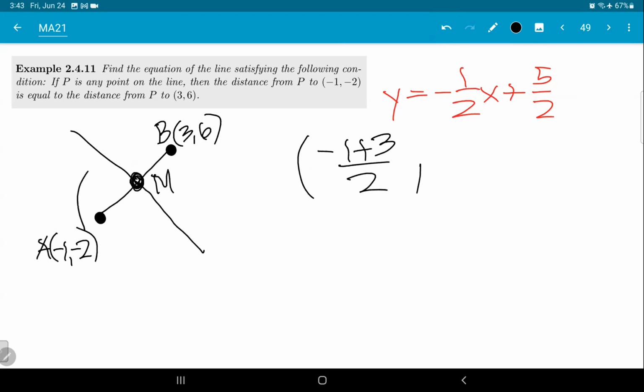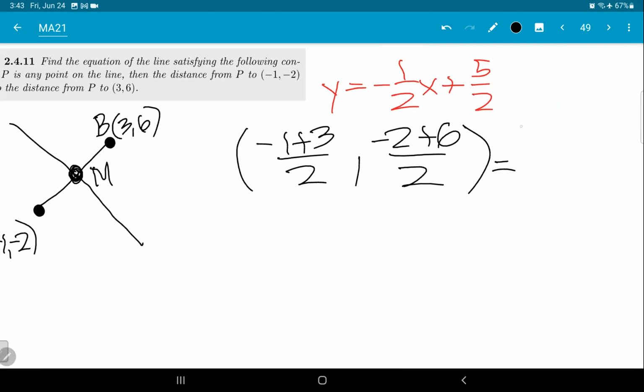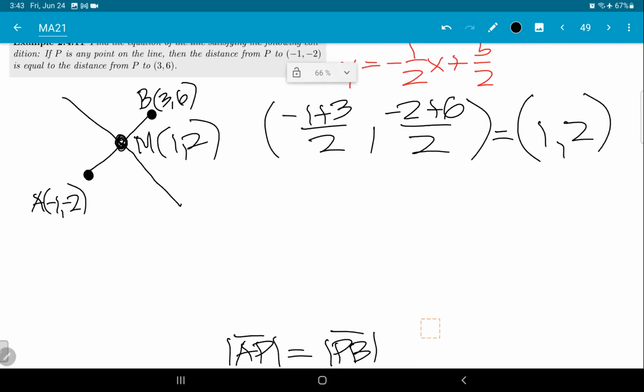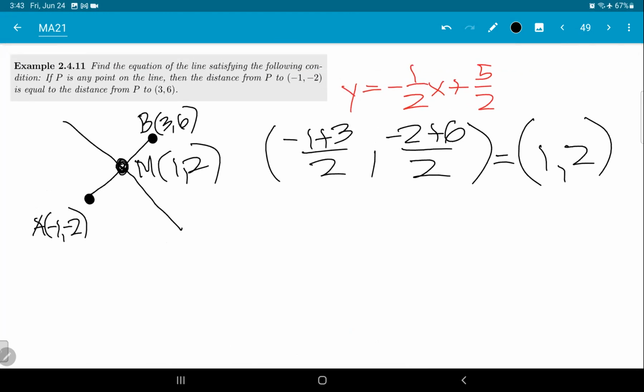divided by 2, and then -2 plus 6 divided by 2. We get the midpoint as 1, 2. Okay, 1, 2. And that's a point on the perpendicular bisector, yung line L. Okay? It's both on the line segment AB and the perpendicular bisector L. So ang kailangan na lang natin yung slope ng perpendicular bisector L.